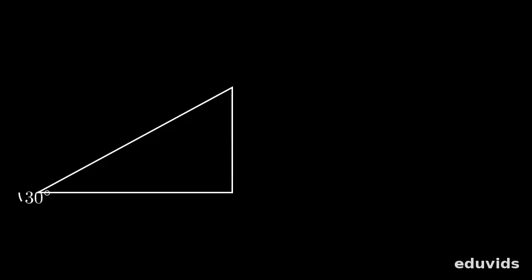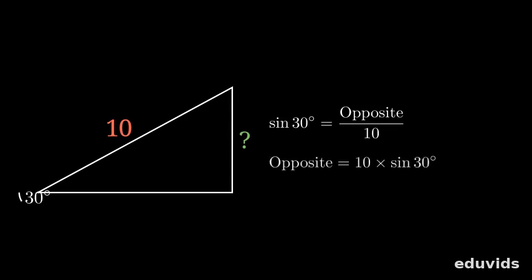Let's try an example. Here's a right triangle with a 30-degree angle. The hypotenuse is 10 units. Can we find the side opposite the 30 degrees? We know SOH, sine equals opposite over hypotenuse. So, sin 30 equals opposite over 10. Multiply both sides by 10. Opposite equals 10 times sin 30, which is 5 units.